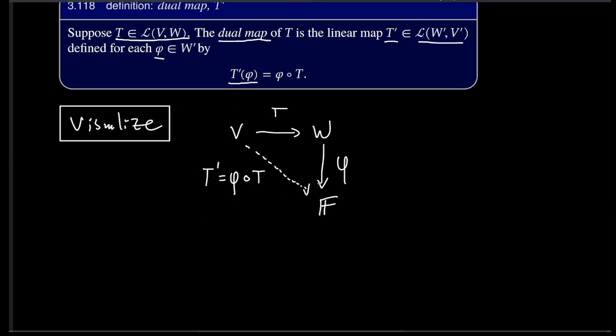So that makes some sense of why we're reversing the arrows here, right? T takes V to W. The thing going on here is that T prime takes W prime to V prime. That is, it takes things like this and turns them into things like this. Oh, cool. Okay. So why might this be nice?